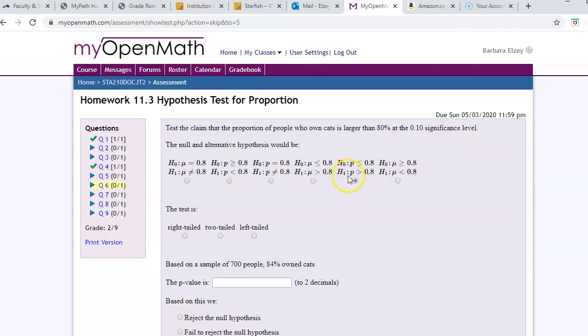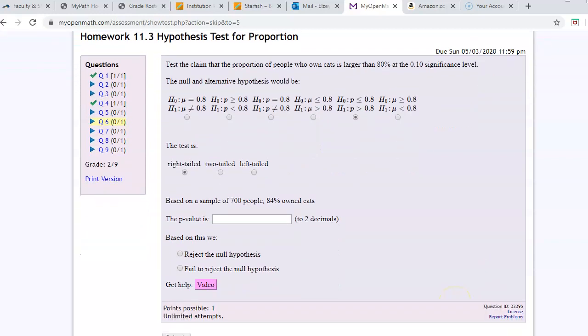All right, so since the alternate is a greater than, it is a one-tailed test, and it's pointing to the right, so it's a right-tailed test. Based on the sample of 700 people, 84% owned cats. Now let's notice this is asking for the p-value, but before we can find a p-value, we always have to find a test statistic. And we did a test statistic example in one of the prior videos, but let's do our test statistic for this one.